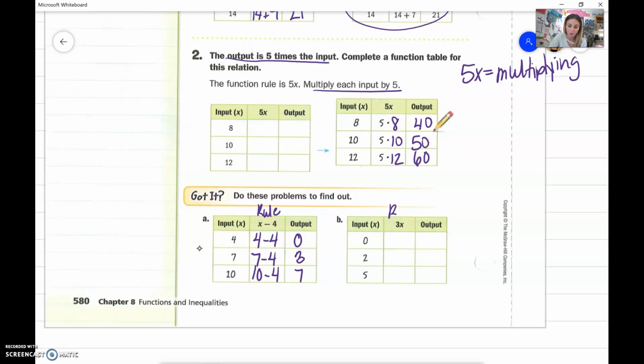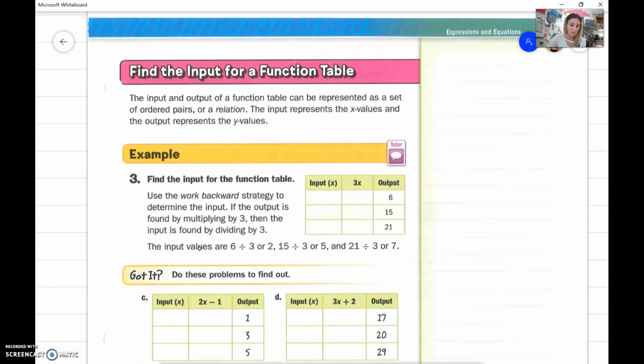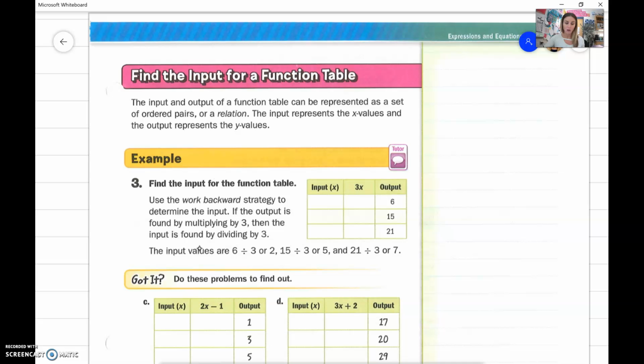All right, let's do this next one. Looks like we're multiplying by 3, so there's my rule. So 3 times 0 is 0. I have 3 times now 2, because I'm replacing my variable with 2, which is 6. And then I have 3 times 5, which is 15. Okay, so now let's take a look at the next page. It says find the input for a function table.